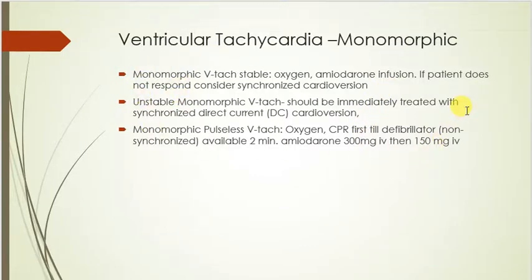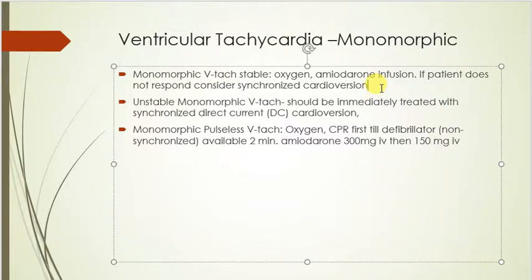Now, for a monomorphic VTAC, you want to do oxygen and an amiodarone infusion if they're stable, and of course, if they don't respond, then you've got to do some synchronized cardioversion. But for an unstable monomorphic VTAC, you need to do DC cardioversion right away. And before that's happening, you need to be doing CPR. You need to be doing chest compressions.